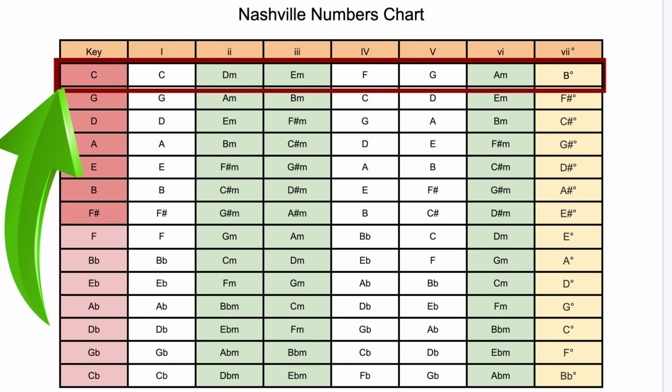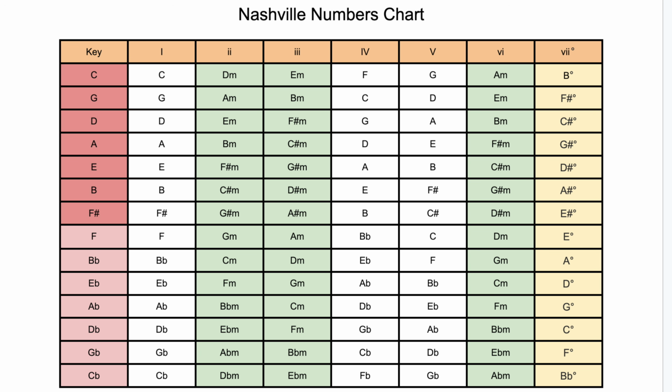Let's say we're in the key of C major. The C major scale is C, D, E, F, G, A, B, C. No sharps, no flats. Now, if we number those, we get 1 is C, 2 is D, 3 is E, 4 is F, 5 is G, 6 is A, 7 is B. On this chart, I've color-coded them, and you can see that chords 1, 4, and 5 are major chords, and chords 2, 3, and 6 are minor chords, and the 7th is diminished.